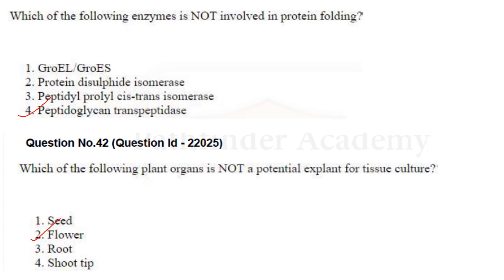Then next one. Which of the following plant organs is not a potential explant for tissue culture? So it is the flower which is not a potential explant for tissue culture.